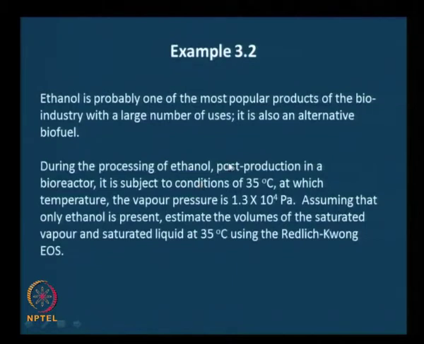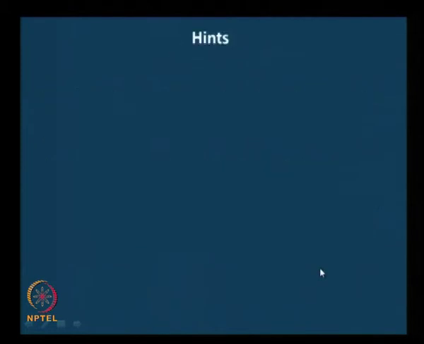We again worked out an example where we had used the Redlich-Kwong equation to estimate the volumes of the saturated vapor and the saturated liquid of a very popular biological substance, ethanol.